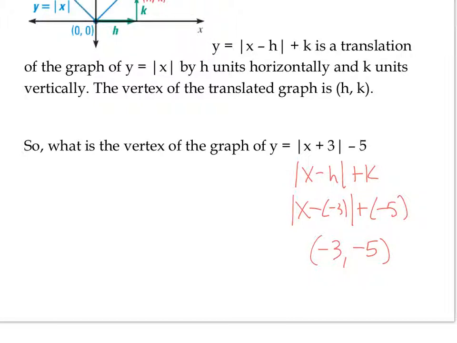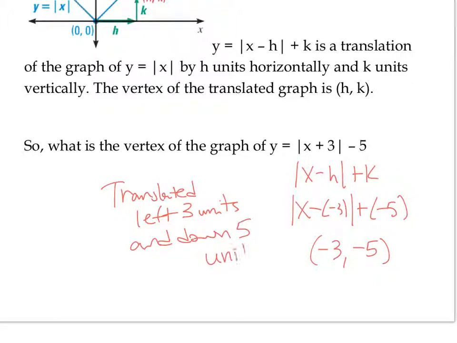This graph would be translated left 3 units and down 5 units. Okay. Because of the h value here, again, it's a minus h, so we always go with the opposite sign of what you see there. So the h value is negative 3, the k value is negative 5. Negative 3 comma negative 5, that would be the vertex. We can use that then to draw our graphs more simply.